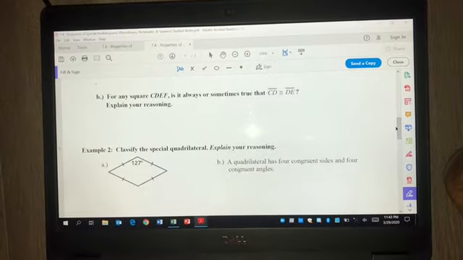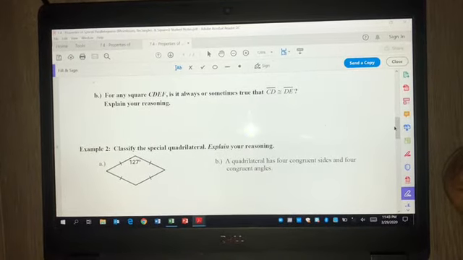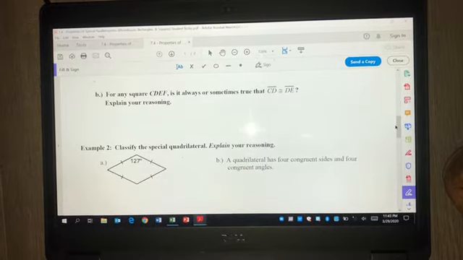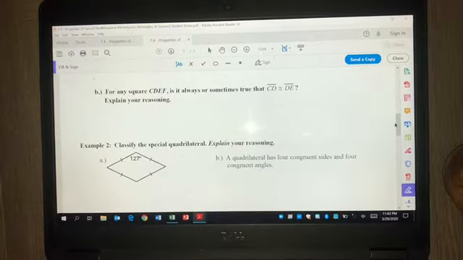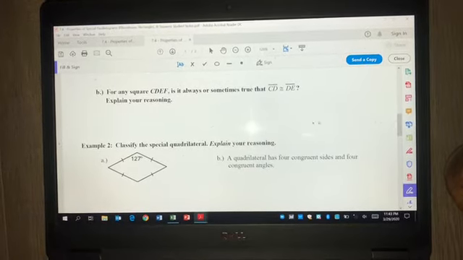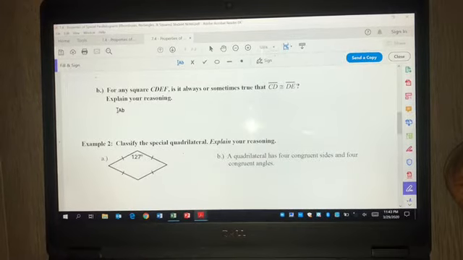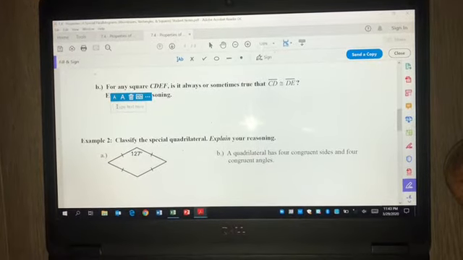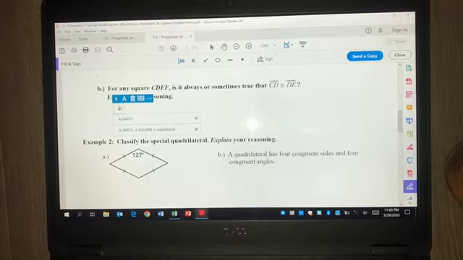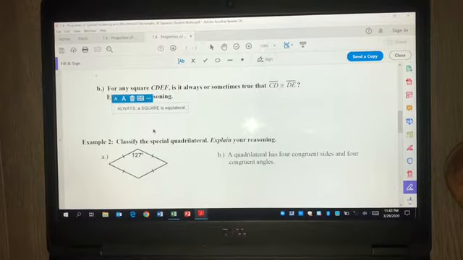For any square CDEF, is it always or sometimes true that segment CD is congruent to segment DE? And the answer is always, because a square is equilateral.